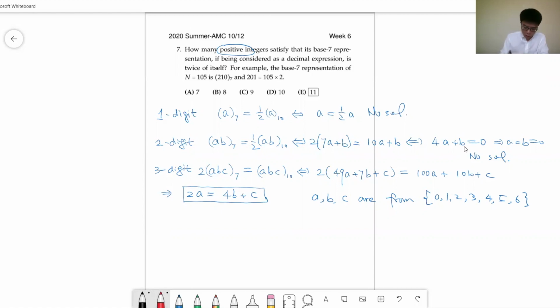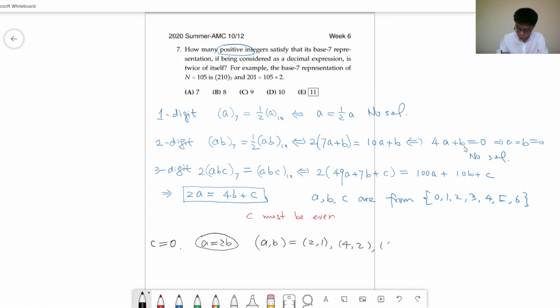Now, it's easy to see that C must be even, because C equals 2A minus 4B, that's an even number. So let's discuss the value of C. If C equals 0, that means A equals twice B. So let's see how many choices we have. A, B could be 2, 1. Here B cannot be 0, because then A would be 0. So we must start B from 1. So it's 2, 1, 4, 2, or 6, 3.